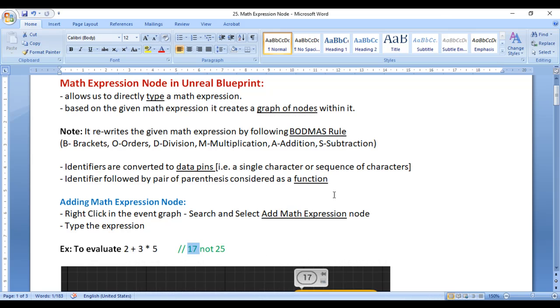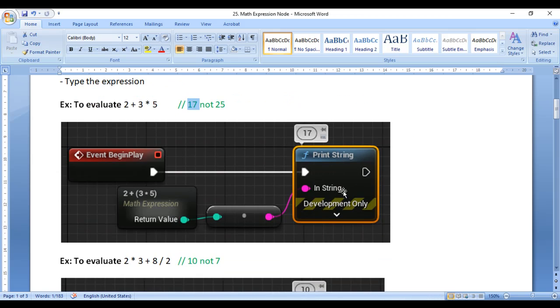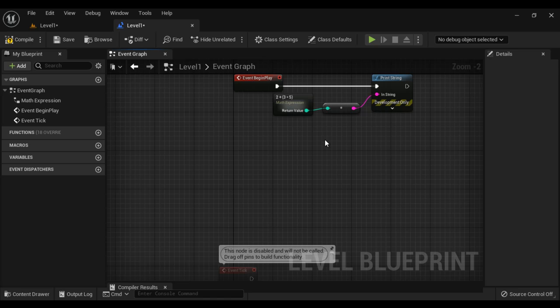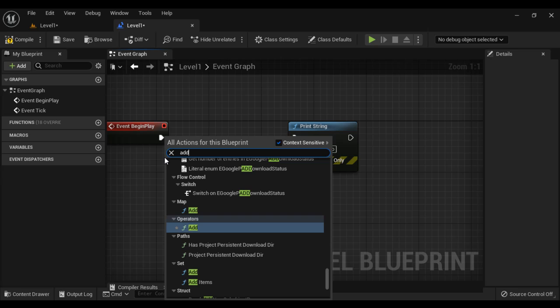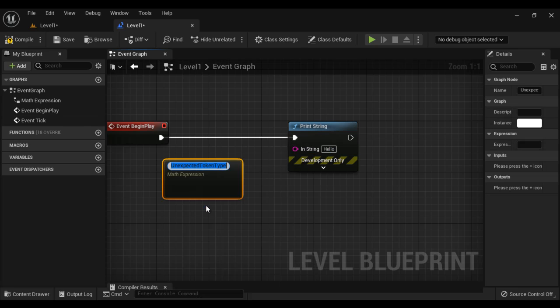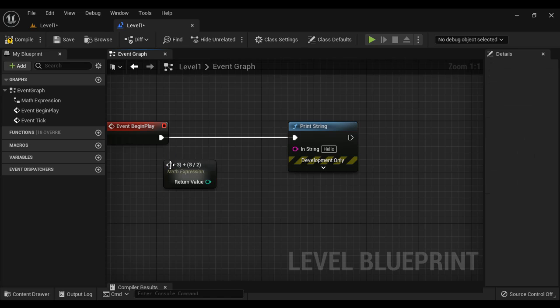Let's see one more example here. 2 into 3 plus 8 divided by 2. Okay, let's see. I delete this. I right click and say add math expression. 2 multiplied by 3 plus 8 divided by 2. First 2 into 3 should be evaluated, then 8 divided by 2. 2 into 3 is 6, 8 divided by 2 is 4. 6 plus 4 is 10, guys.